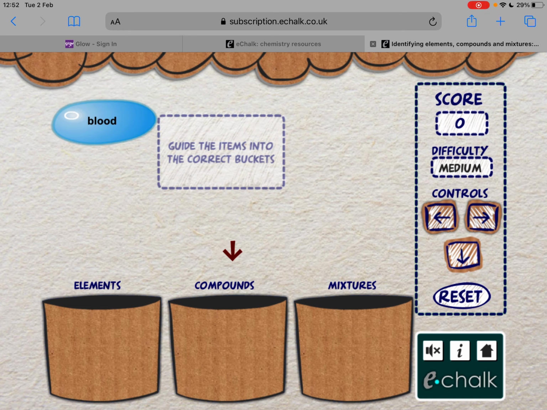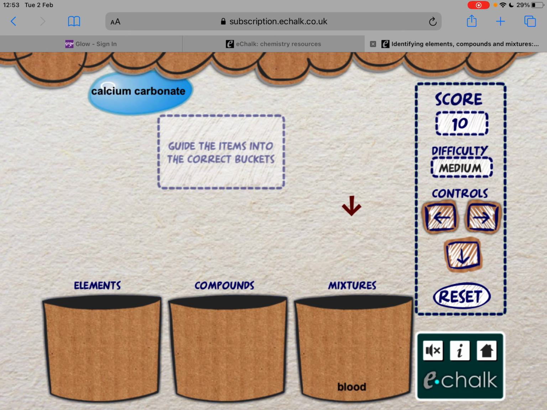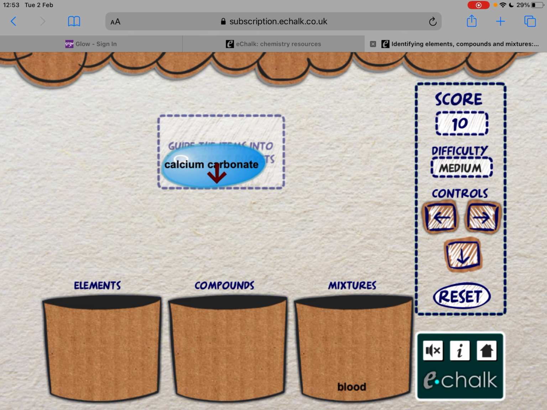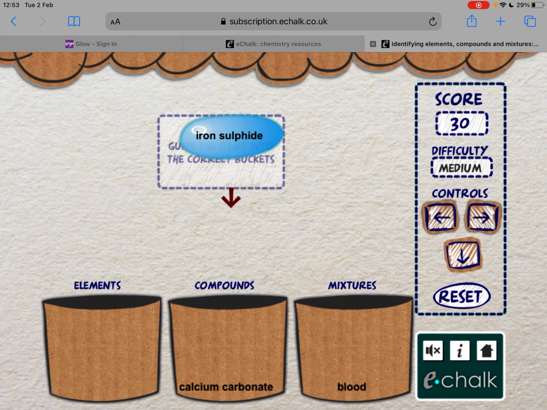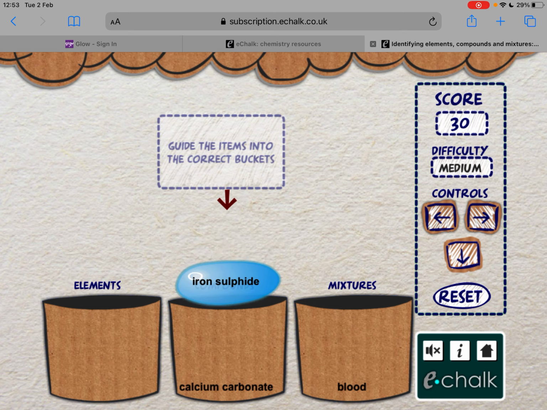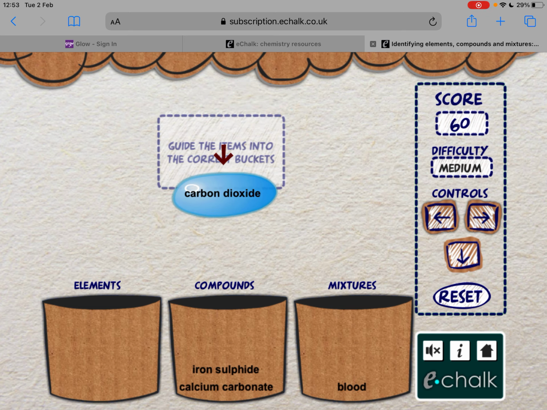So the first one we've got is blood. Blood is an example of a mixture because it has lots of different things in it, but they are not joined together. Calcium carbonate is a compound. Iron sulfide is also a compound. And at the end we'll talk more about these to describe why they are a compound. Carbon dioxide, another example of a compound.